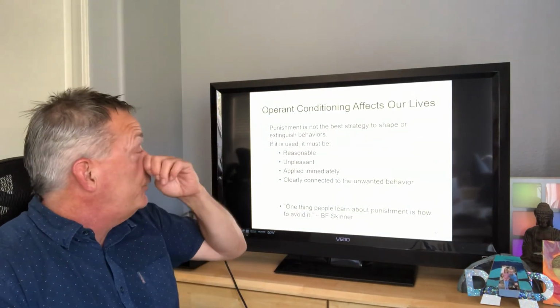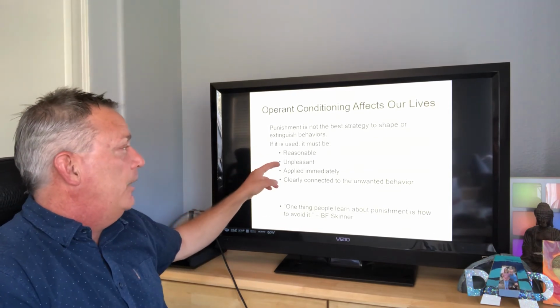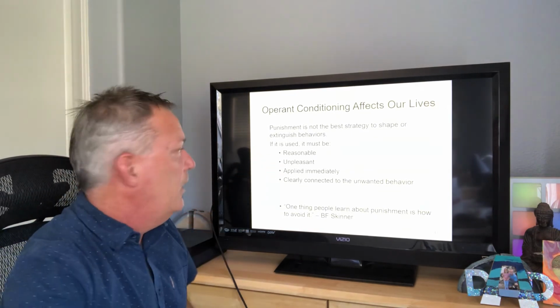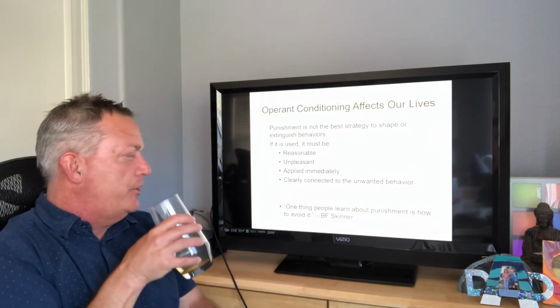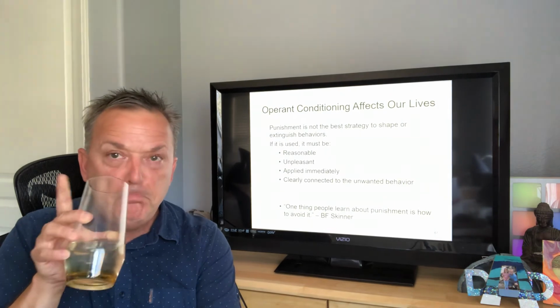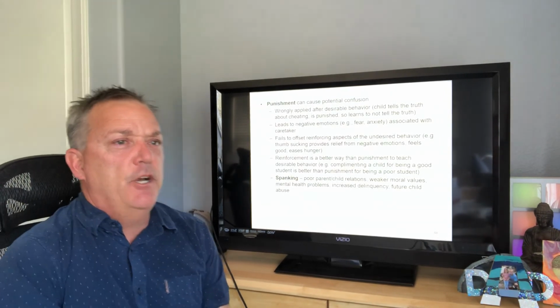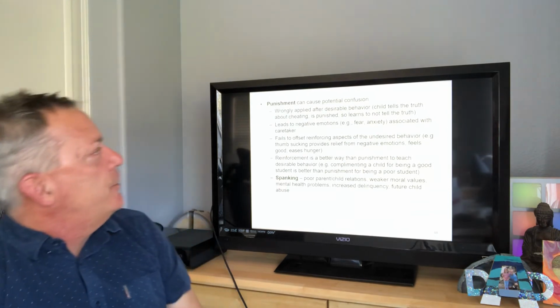Punishment's not the best strategy to shape or extinguish behaviors. If it is used, it must be reasonable, unpleasant, applied immediately, and clearly connected to the unwanted behavior. Check out that quote by B.F. Skinner. Very true. Punishment can cause potential confusion, and there are a lot of problems with it.